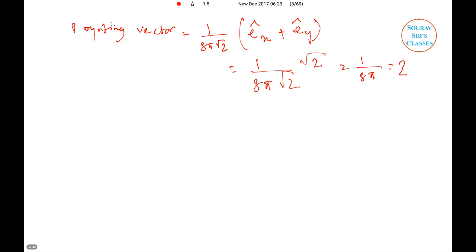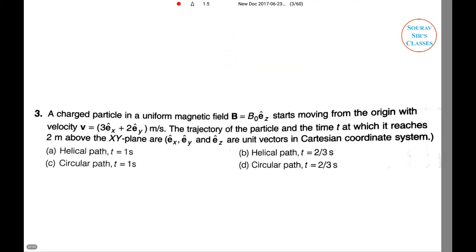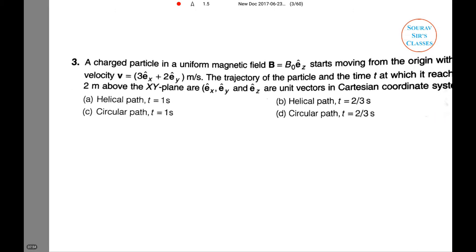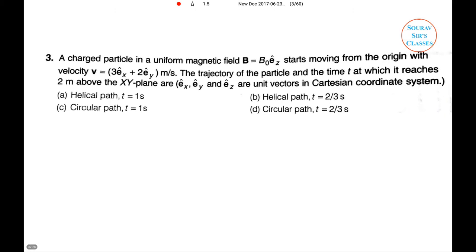Okay, now if you're clear with it, then it is done, and we are going to the next problem here. A charged particle in a uniform magnetic field B, equal to B naught Ez cap, starts moving from the origin with velocity V equal to 3 Ex cap plus 2 Ey cap. The trajectory of the particle and the time t at which it reaches 2 meter above the xy plane are asked. So they are actually asking about the xy and z coordinates.